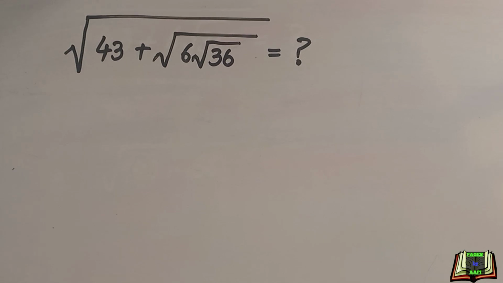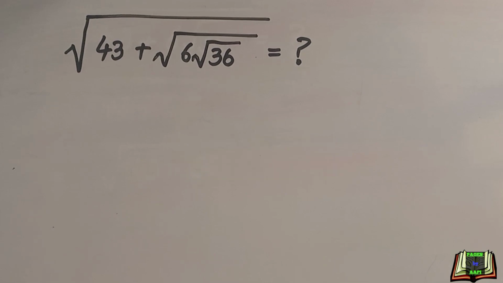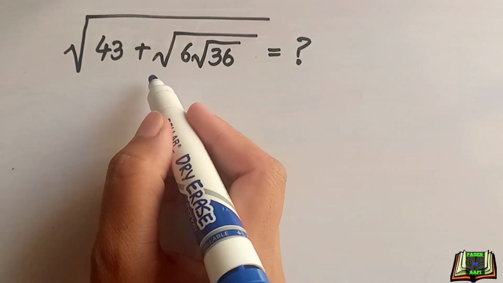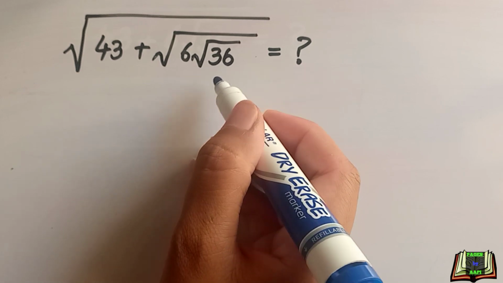This is looking a bit difficult, but if you follow the step-by-step method you will be able to solve it in less than a minute. So let's get started and see the question first. Square root of 43 plus square root of 6 times square root of 36. We have to find the value of it.